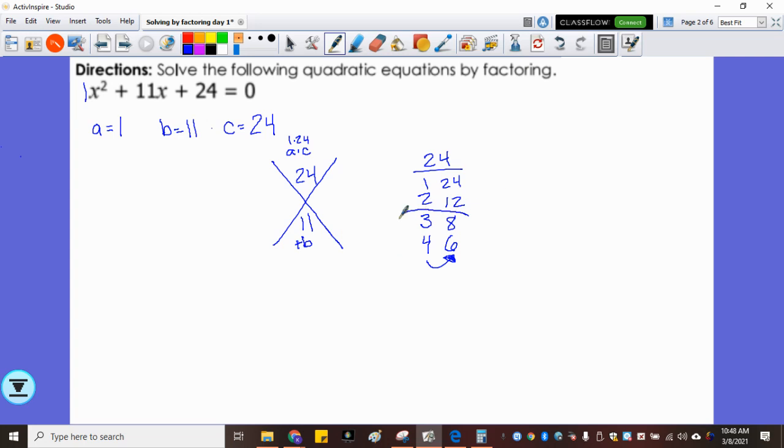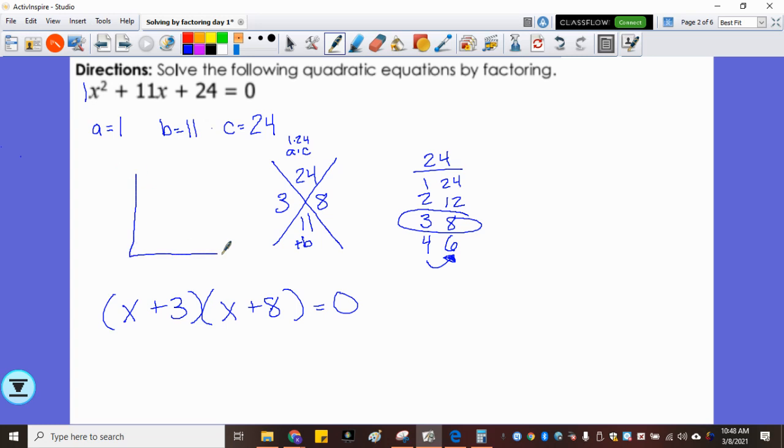8 and 3. 8, 9, 10, 11. 8 and 3. Okay, A equals 1, so I'm going to skip our box and just go to our factored answer. X positive 3, and x positive 8.